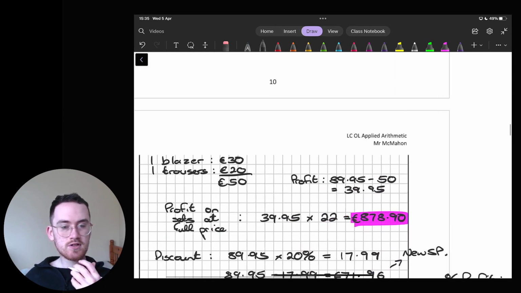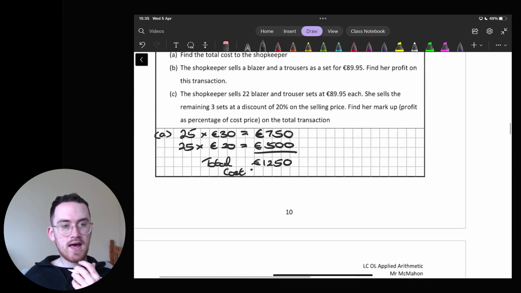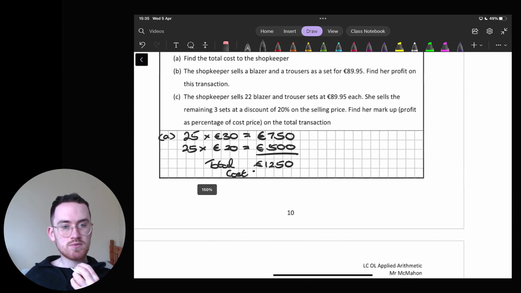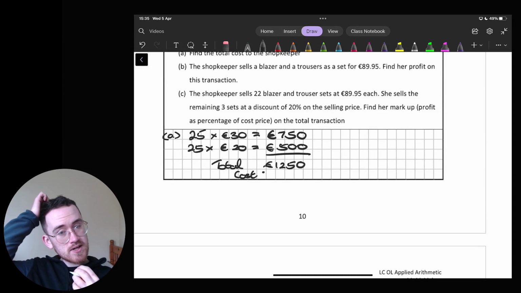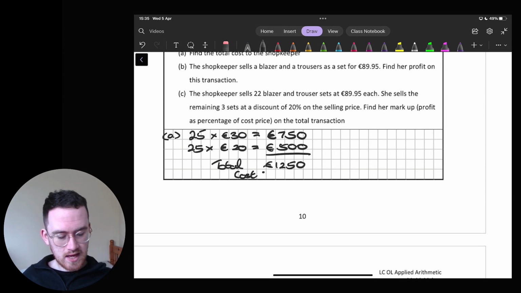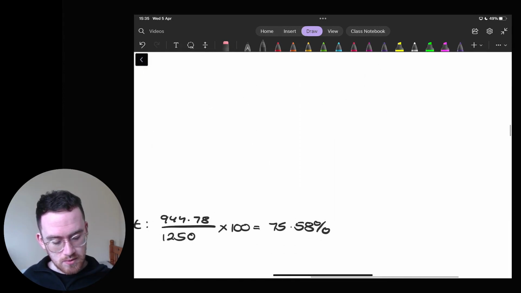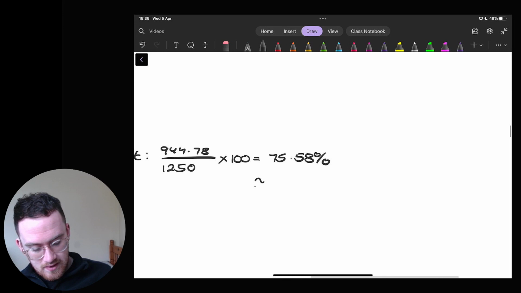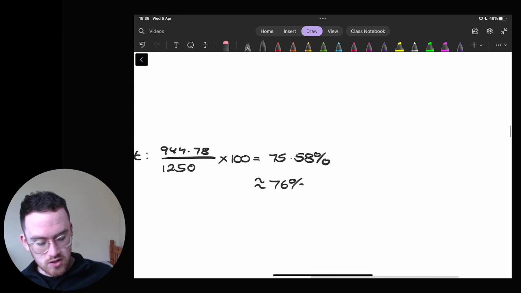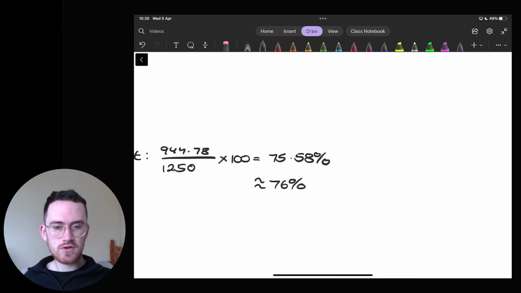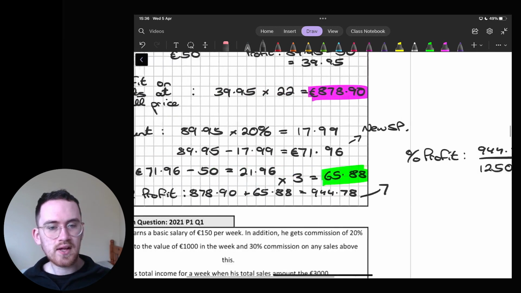Are we asked to give it in a particular form? Find her markup percentage as profit as a percentage of cost price on the total transaction. So we're not actually asked to give it in terms of any particular decimal places or anything like that. So what we have is probably perfect. We might round it up maybe to 76 as well. So 76% altogether. But I would give both of those. I'd give the 75.58 and then give the 76 if you want to.